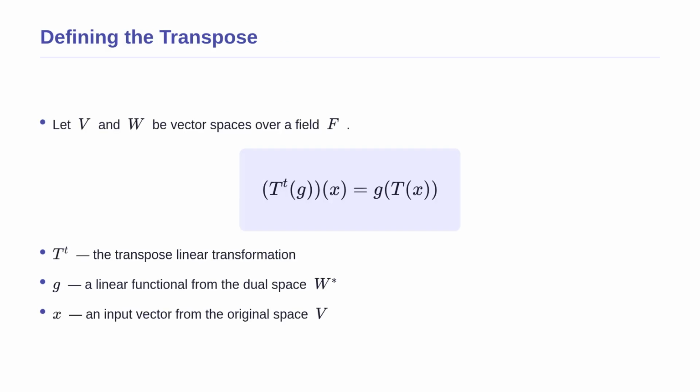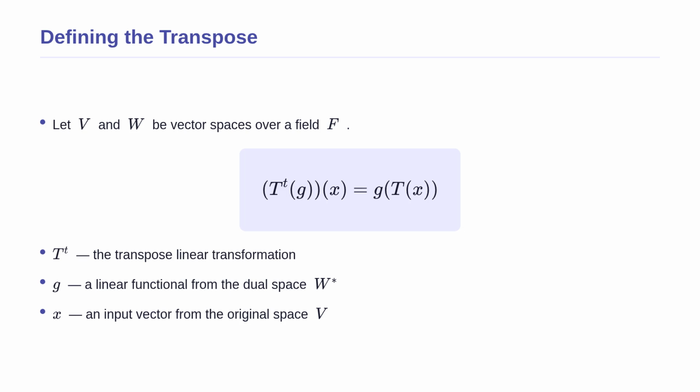Now that we understand the intuition, let us look at the formal definition. The transpose map takes a function that evaluates outputs and turns it into a function that evaluates inputs. In this formula, T transpose is the new operator we are defining. The symbol G represents a specific linear functional chosen from the dual space of the target. The variable x is a vector in the original starting space.